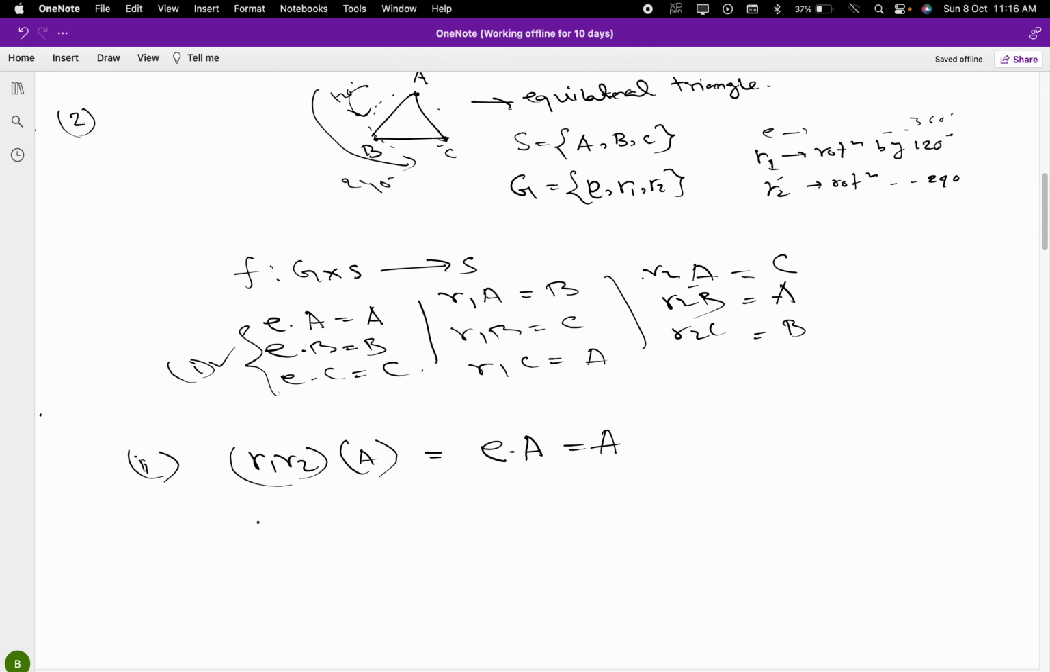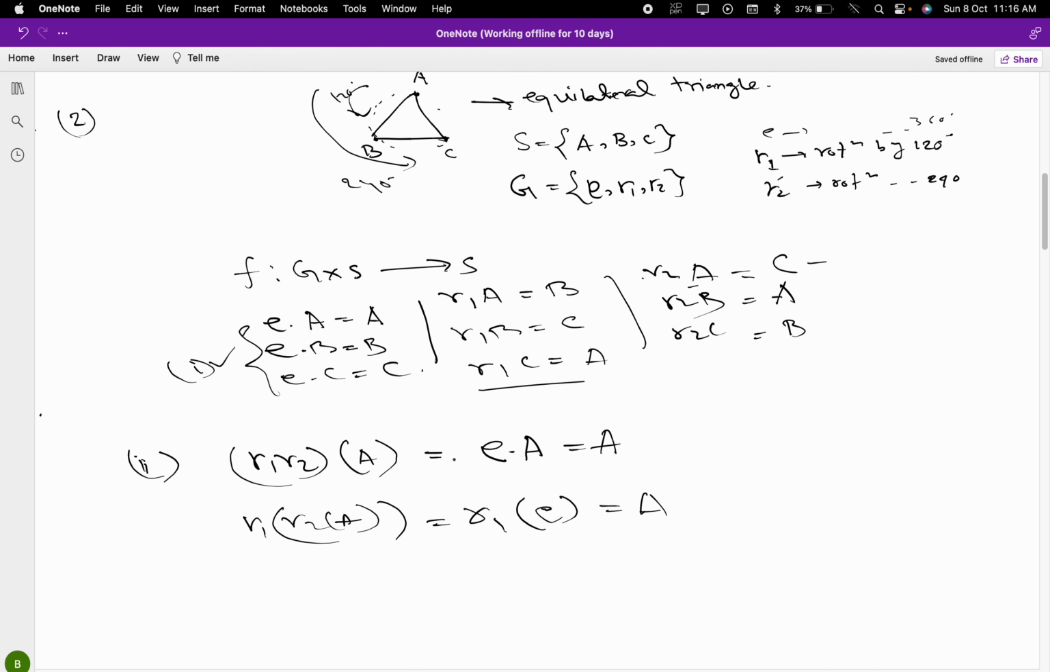And what is R1 of R2 of A? It is R1 of, what is R2 of A? R2 of A is actually C. And what is R1 of C? Using this, the second property is already satisfied. So you take R1 R2 or R2 R3, any element you can take from G, and this will definitely satisfy this property, right?